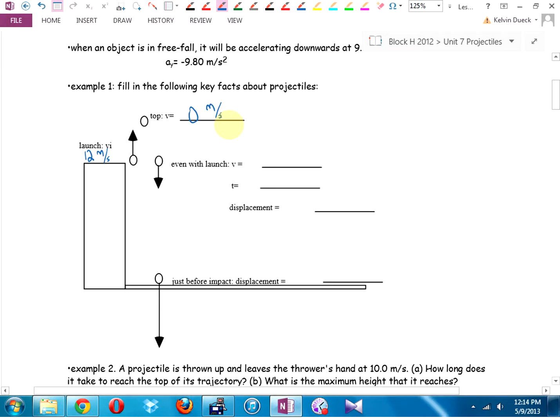What's V when it gets even with the launch? When it comes back to the same height as it started from, how fast is it traveling? Good. Negative 12 meters. You know what I'm going to write? Negative V_i, or for our example, negative 12 meters per second.